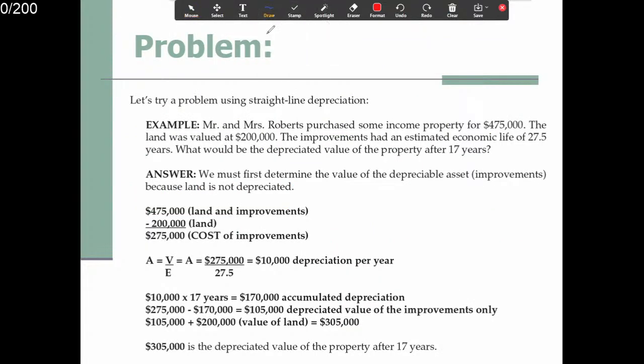Alright, so let's look at the problem here. Let's try a problem using straight line depreciation. Mr. and Mrs. Roberts purchased some income property for $475,000. The land was valued at $200,000. The improvement had an estimated economic life of 27.5 years. What would be the depreciated value of the property after 17 years?